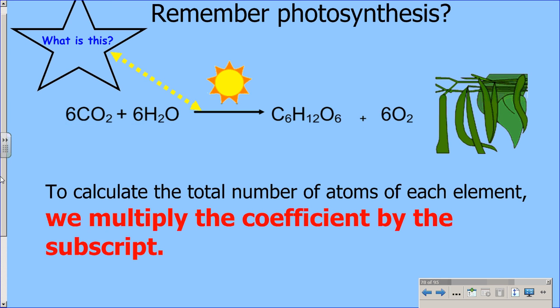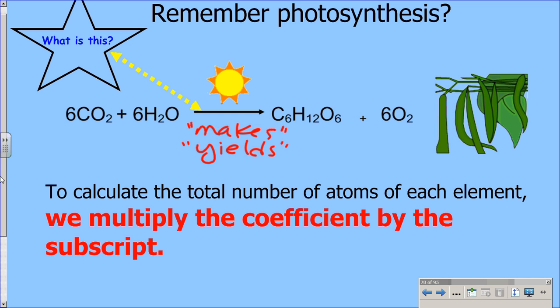So, first of all, let's break down the pieces of this. What is this thing right here? This arrow. What's it mean? Not equals, really. Makes, you can say, or yields. Those are the two kinds of words that we associate. So we say 6 carbon dioxides plus 6 waters yields glucose plus 6 oxygens. So that's the word you use for the arrow. Don't say equals, really, because that's more of a math problem than a chemistry problem.